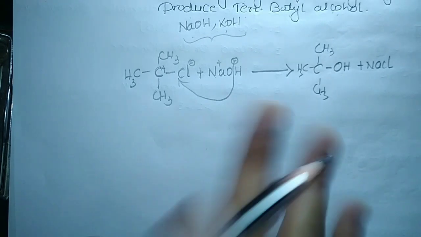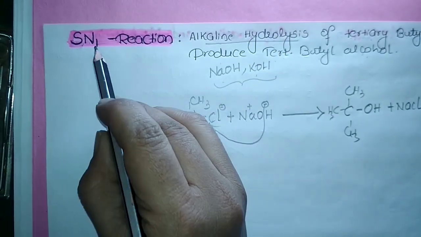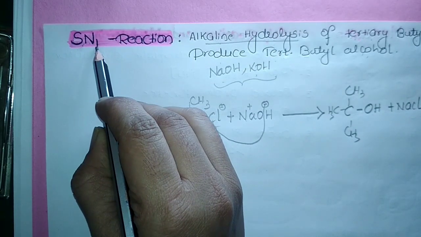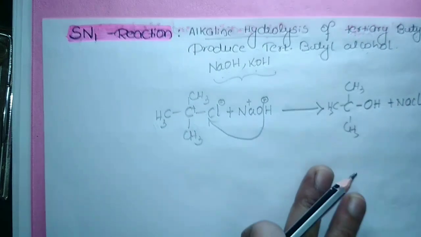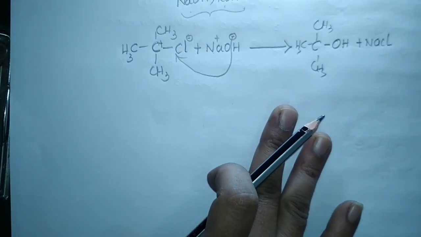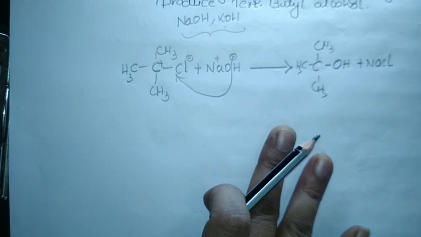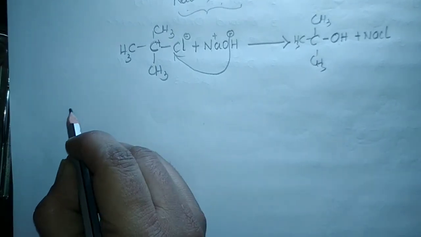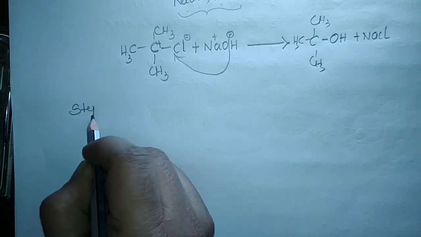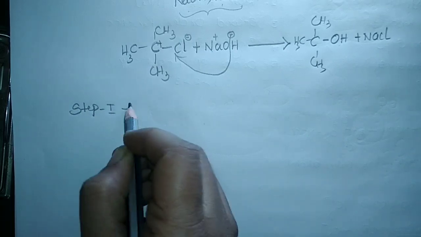See, there is a reason for calling it unimolecular. There is a reason behind this. Once we complete the mechanism, we will get to know why it is called unimolecular nucleophilic substitution. Okay. So, what is step 1 of the mechanism? How exactly is the reaction going to take place?